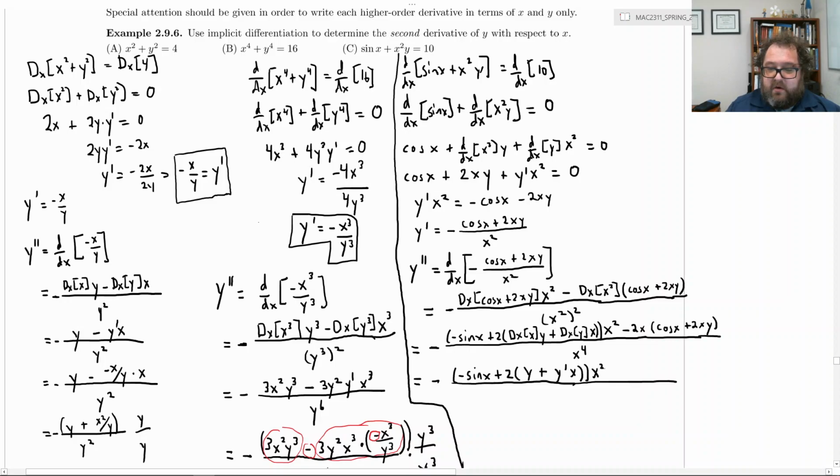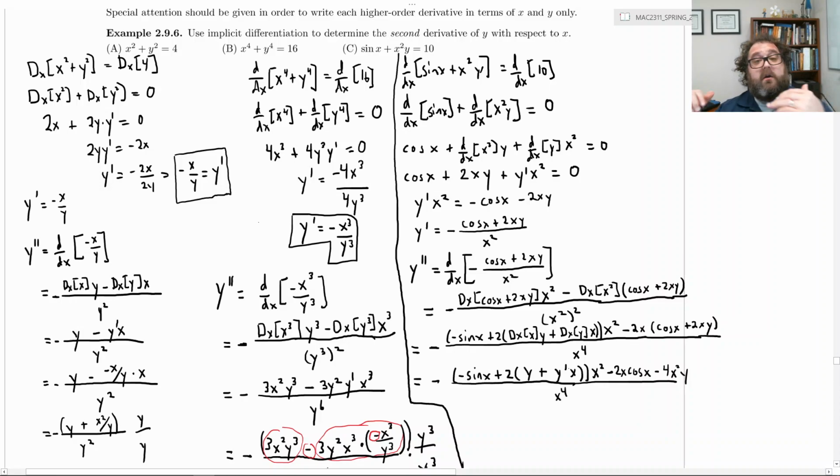times x squared, minus, I think I should probably go ahead and distribute this because I think it's eventually going to need to do that to simplify. So I might as well just distribute this top right hand portion. That's going to give us what? Negative 2x cosine x minus, actually, sorry, minus 4, not 2, minus 4x squared y. Okay? Over x to the fourth.